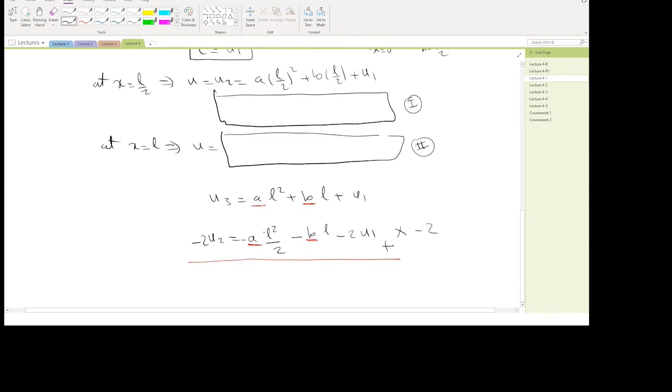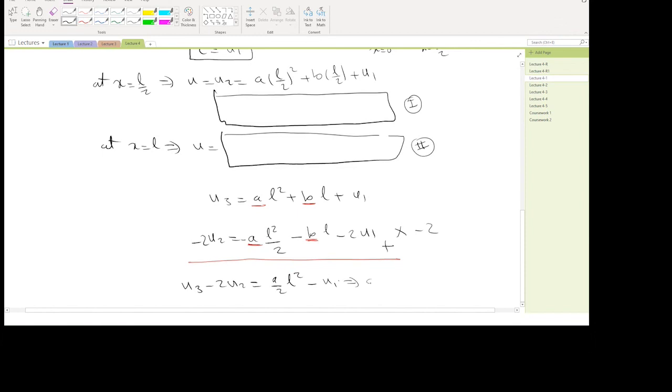I want to add both equations. I have on this end U3 minus 2U2. This is equal to, half A subtracted from A is going to be A over 2 L squared, and B plus B minus will cancel together. I'll be left with minus 2U1 plus U1, leaving me with negative U1. Sorry, it's not positive.